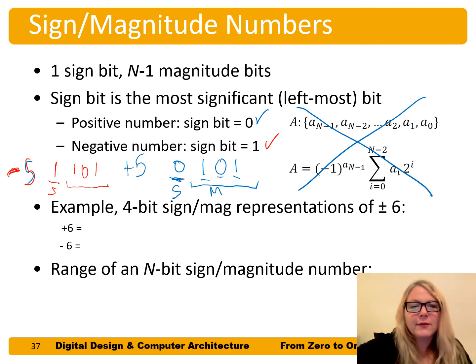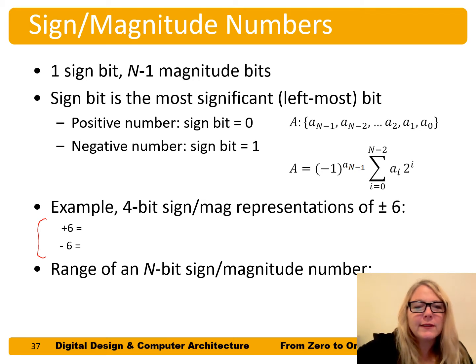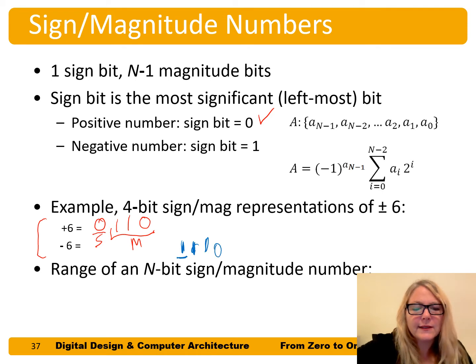So now try writing the 4-bit signed magnitude representation of positive and negative 6. Pause the video and try that, and then we'll work it out together. So plus 6 is a 0 to indicate positive in the sign bit, and then our magnitude bits are 1, 1, 0 to represent 6. And minus 6 is a 1 to indicate negative in our sign bit, and our magnitude bits are still the same, 1, 1, 0, to indicate 6.